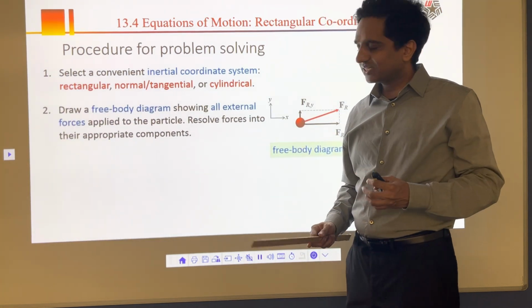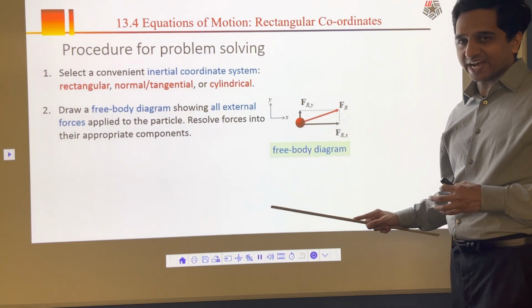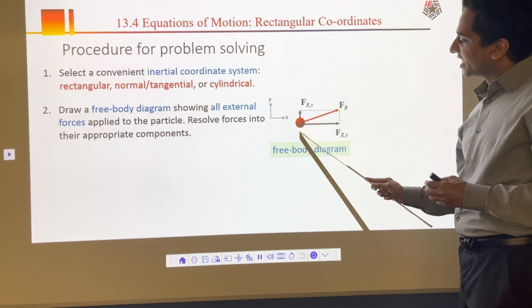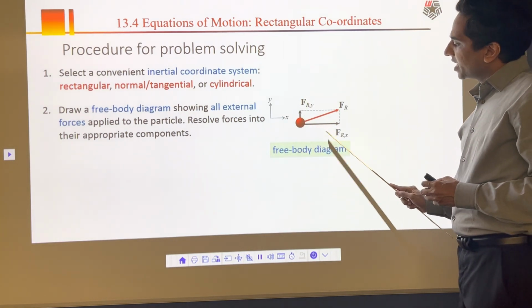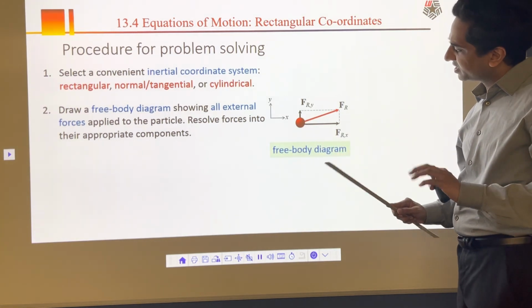Once you have selected the system, you have this rectangular coordinate system selected, draw a free body diagram. A free body diagram is something that you did in your statics course. A free body diagram has only Fx and Fy, only forces are on it, and nothing else there.